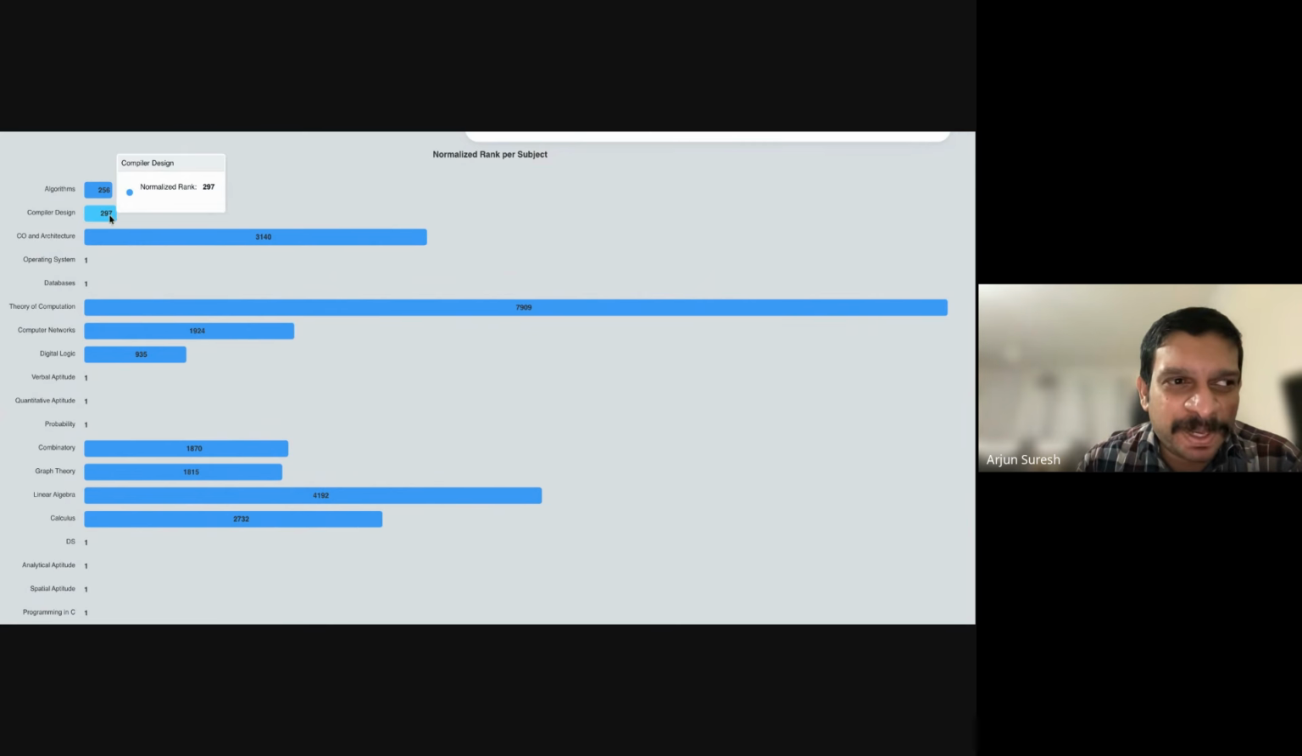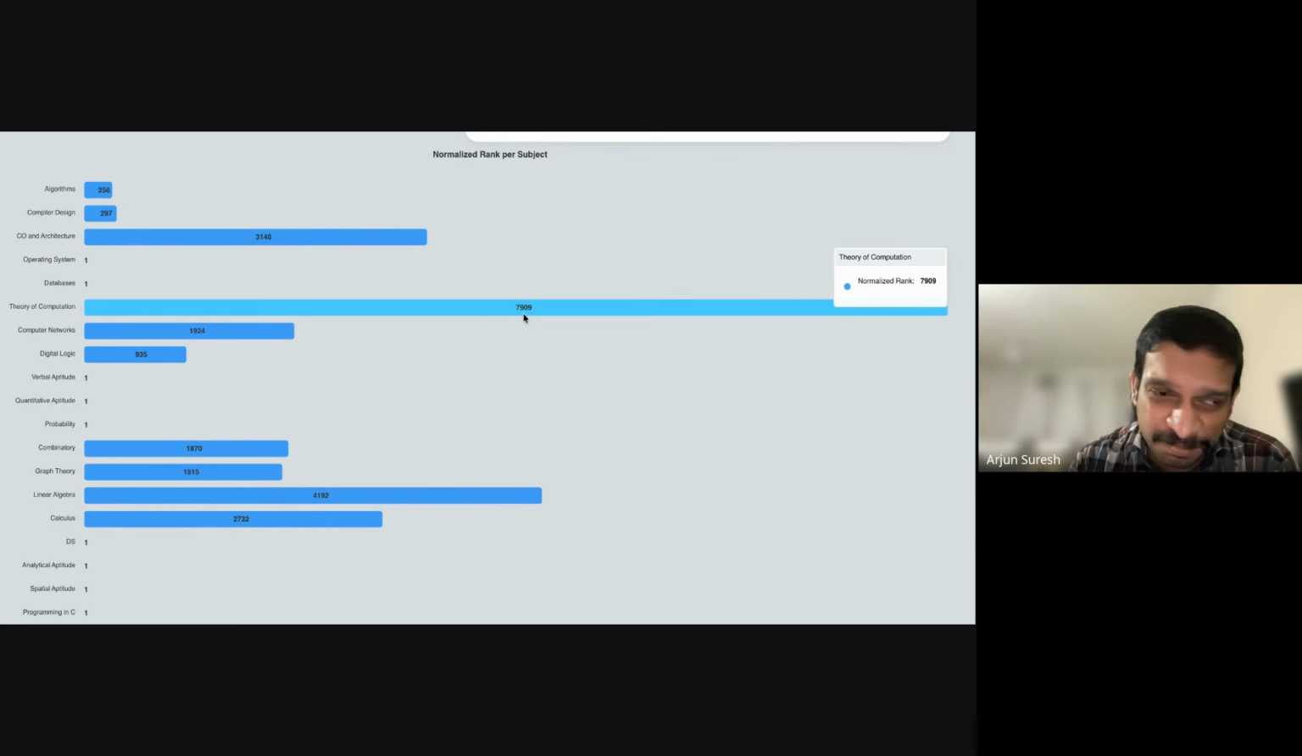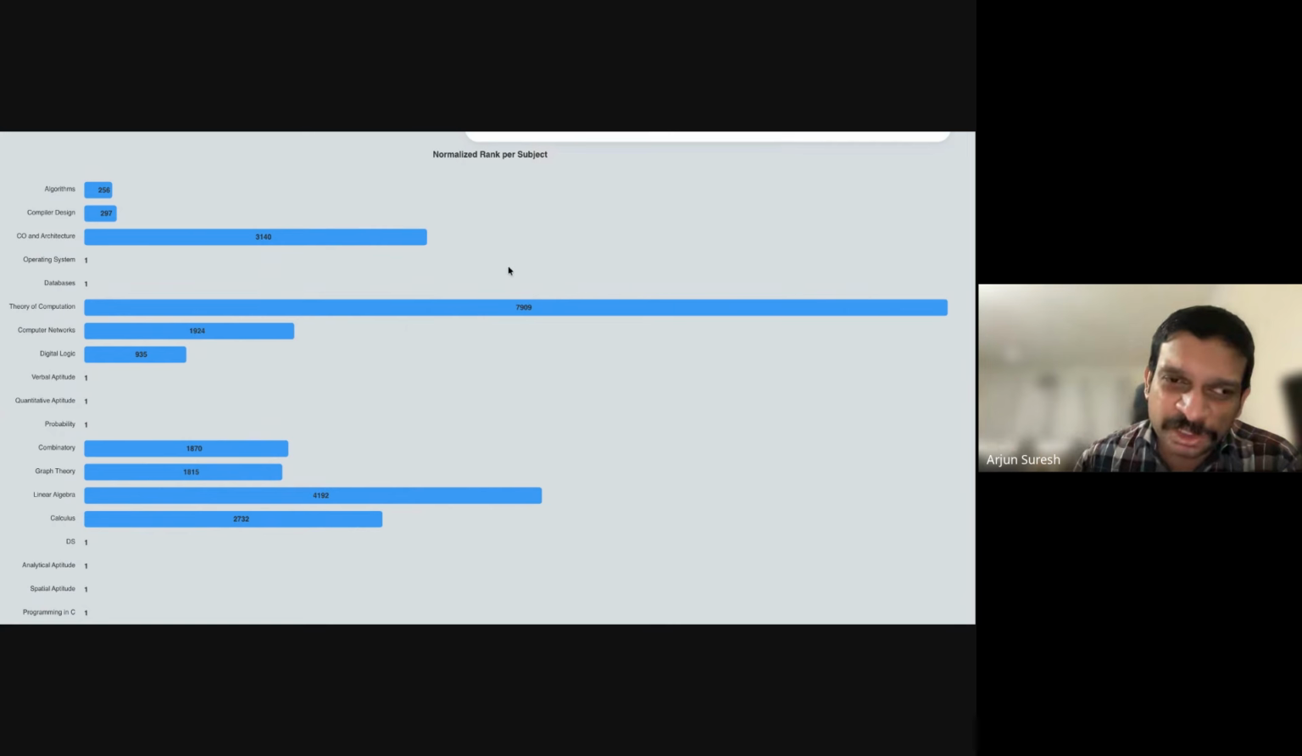And algorithms, compiler design, like 256 to 97 are pretty decent ranks. But if you see theory of computation, that is nearly 8,000. So basically, if you ask for this candidate the weakest subject, or at least the subject in which he performed the least in GATE 2026, it will be theory of computation. So if you are scoring less and want to repeat for next year, this graph will be very useful in identifying the difficult subjects.